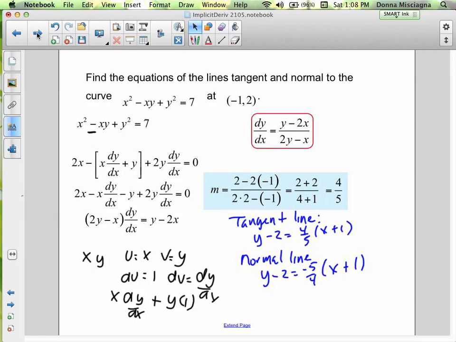Find the equation of the tangent line and the normal line to the curve x squared minus xy plus y squared equals 7 at negative 1, 2. I have no idea why there's a random little mark there. Get rid of it. All right, so, oh, I know what it is.